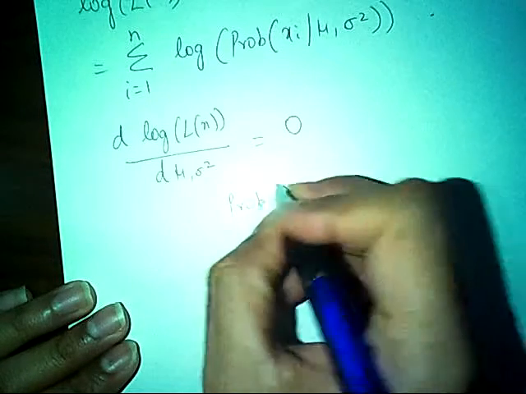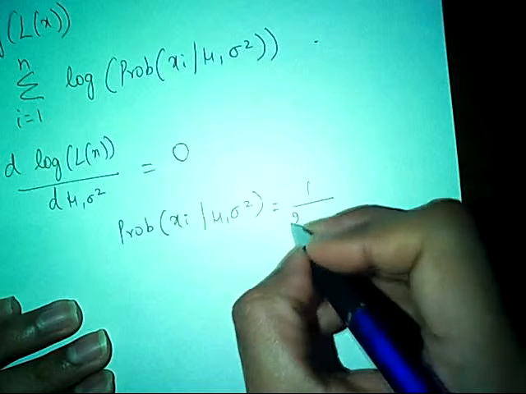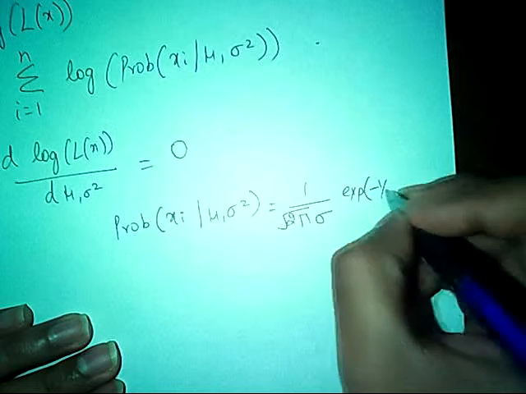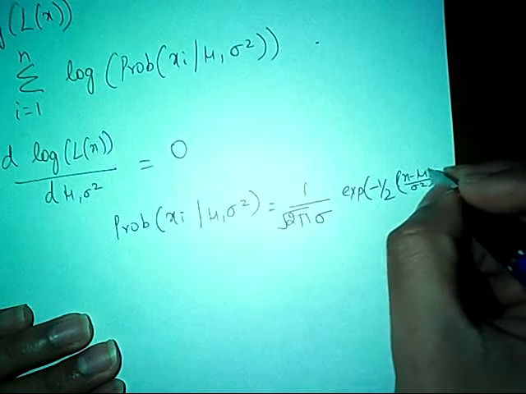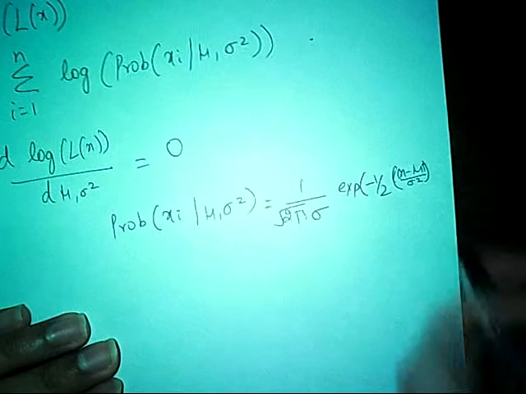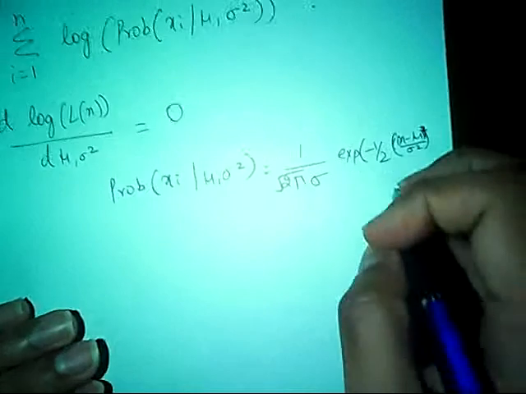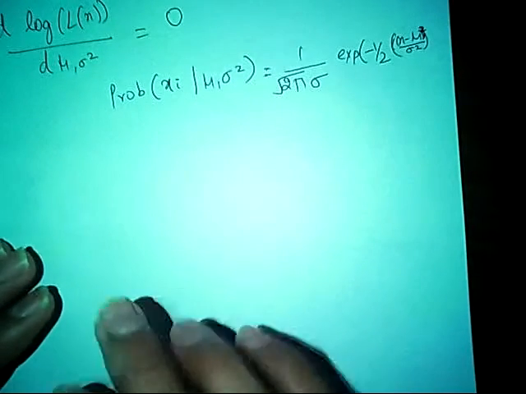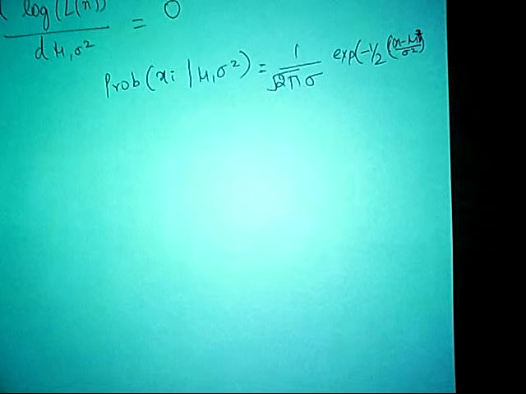So if you want to recall, probability of xi given mu, sigma squared is given as 1 by root 2 pi sigma multiplied by an exponential function like this, x minus mu the whole squared over sigma squared. So now what does the log likelihood become?